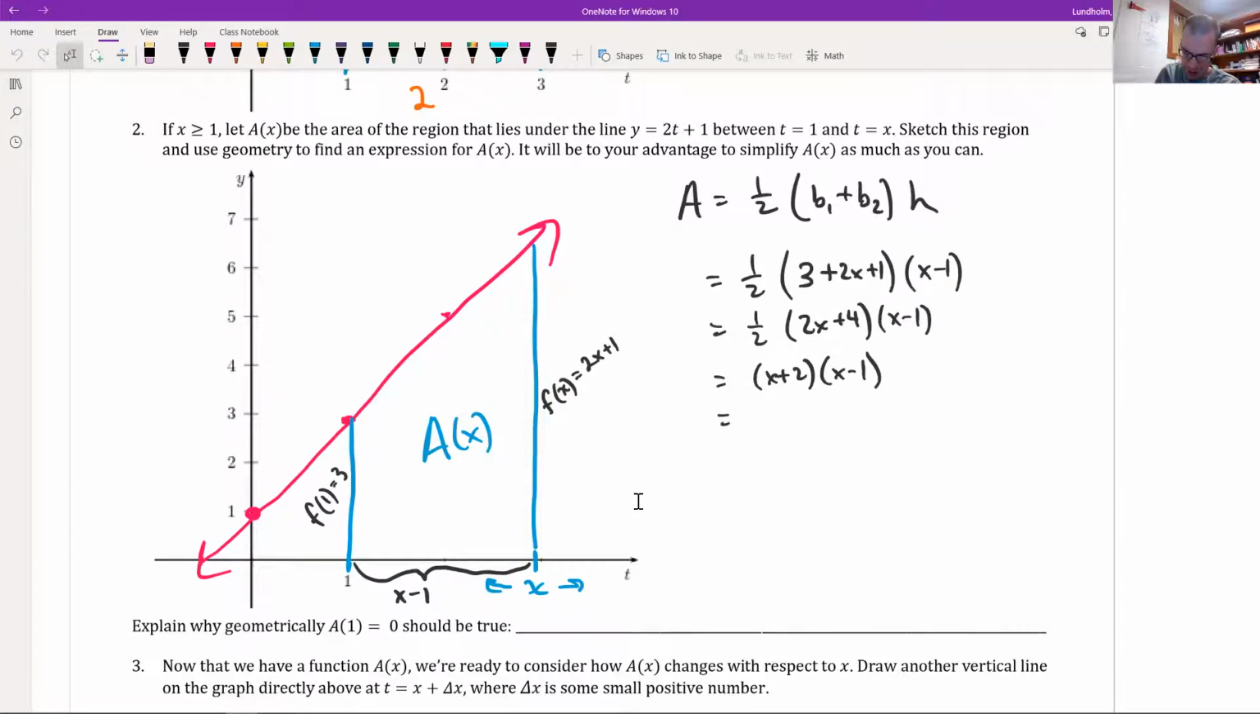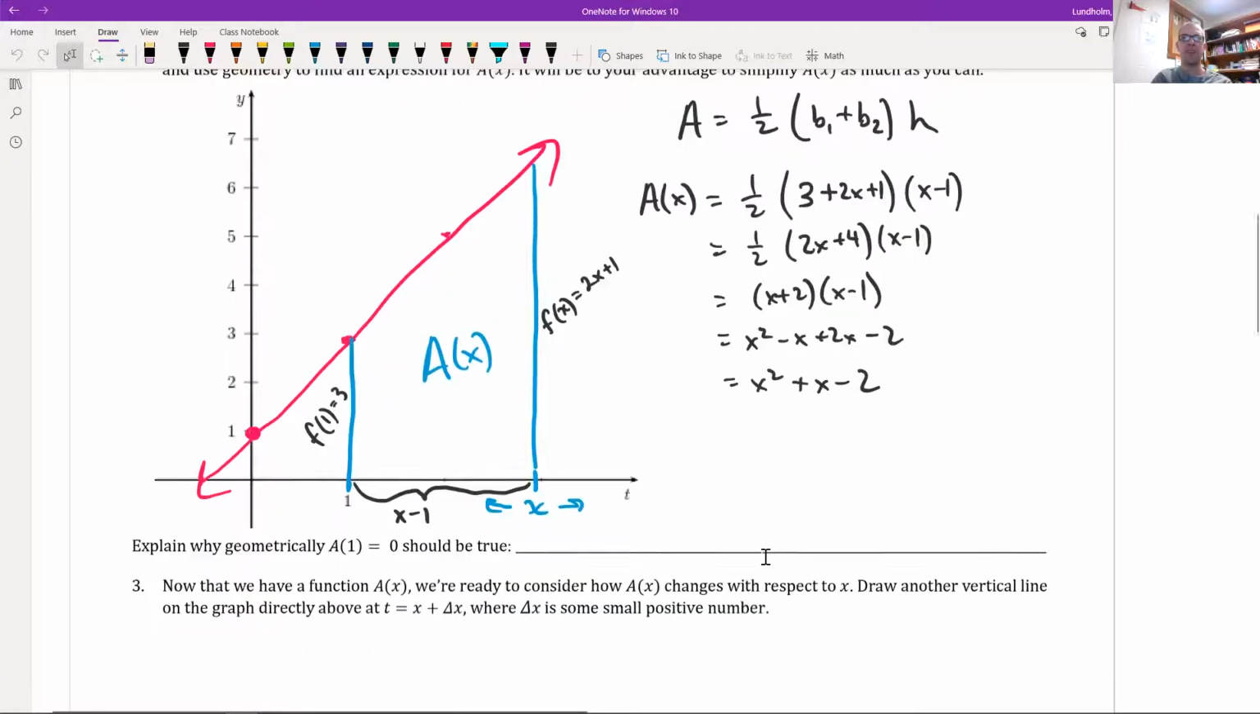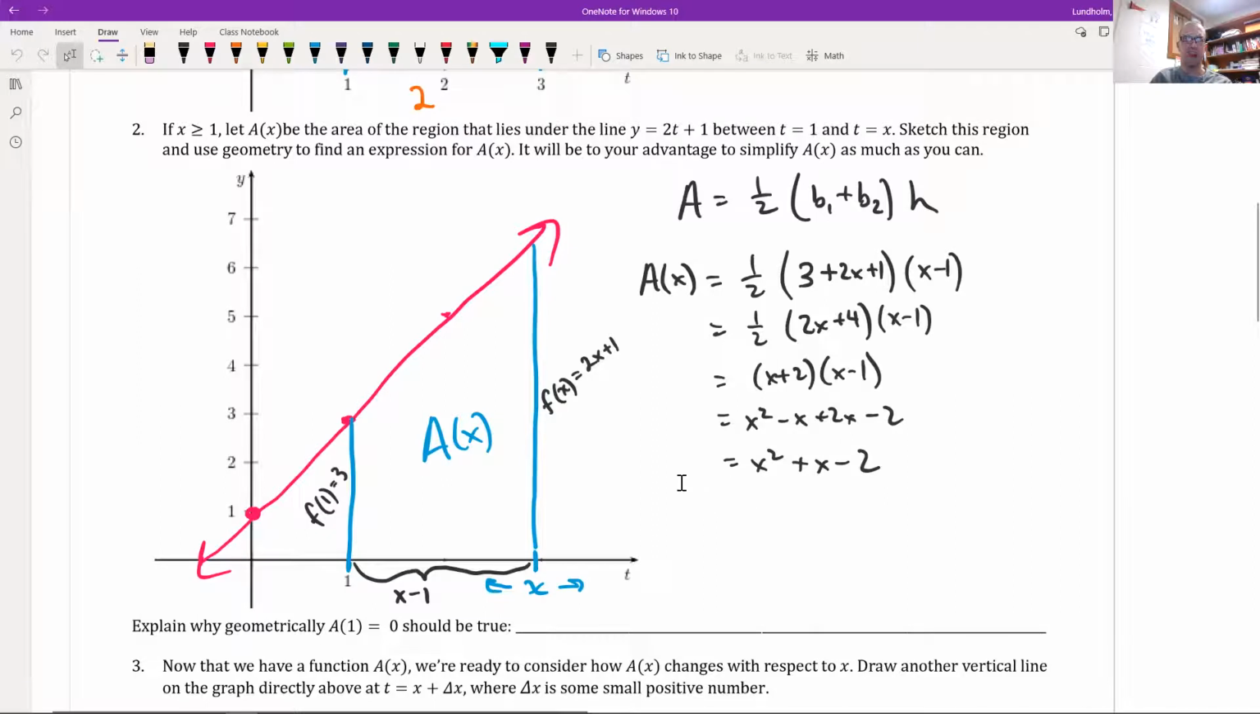Ooh, and we get x squared minus x plus 2x minus 2, and x squared plus x minus 2 as, okay, a function, area as a function of this slidable second boundary. Cool. Yeah, that looks like an area function to me, and it looks like we've got it, pretty simplified, so I think we're in a good place.